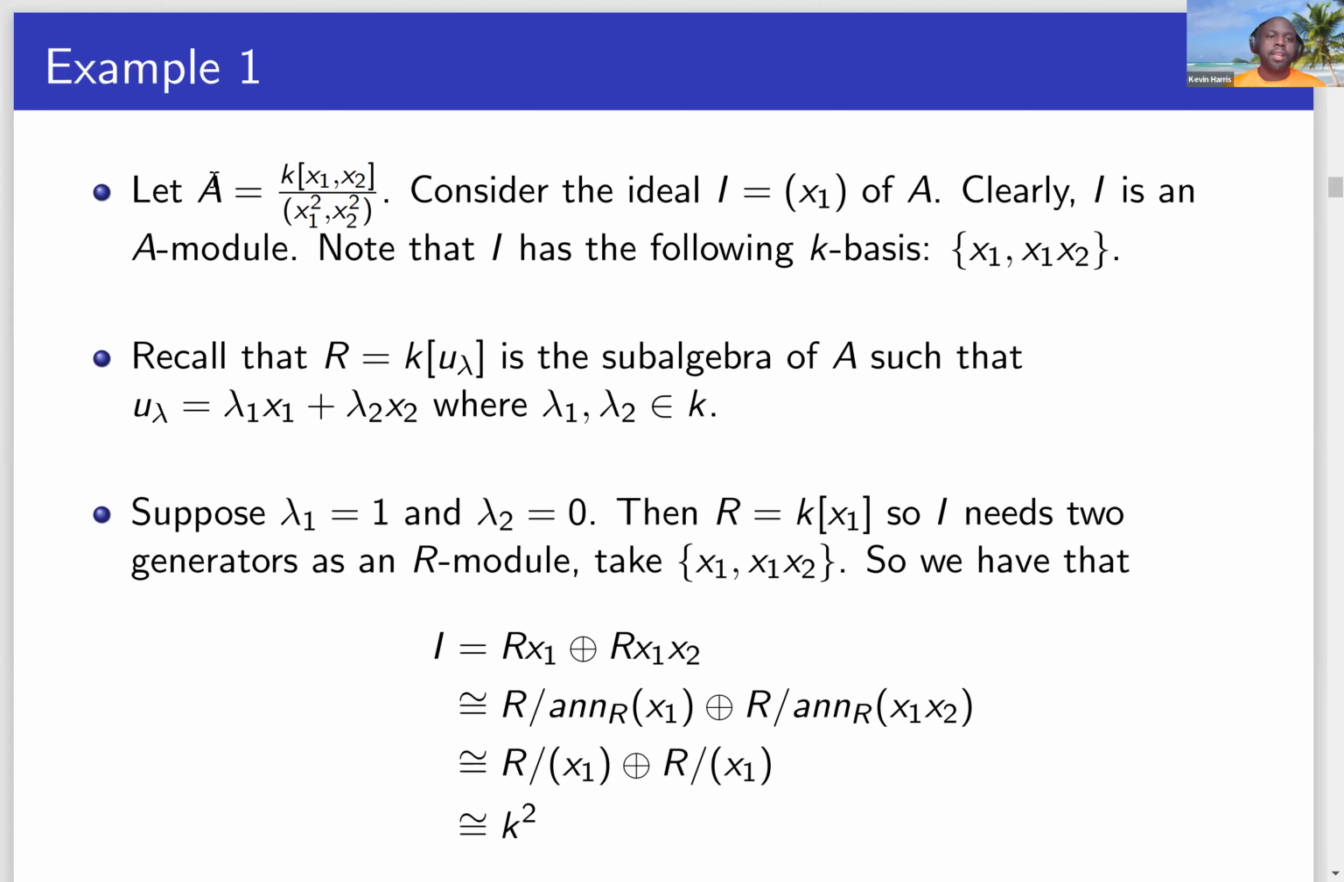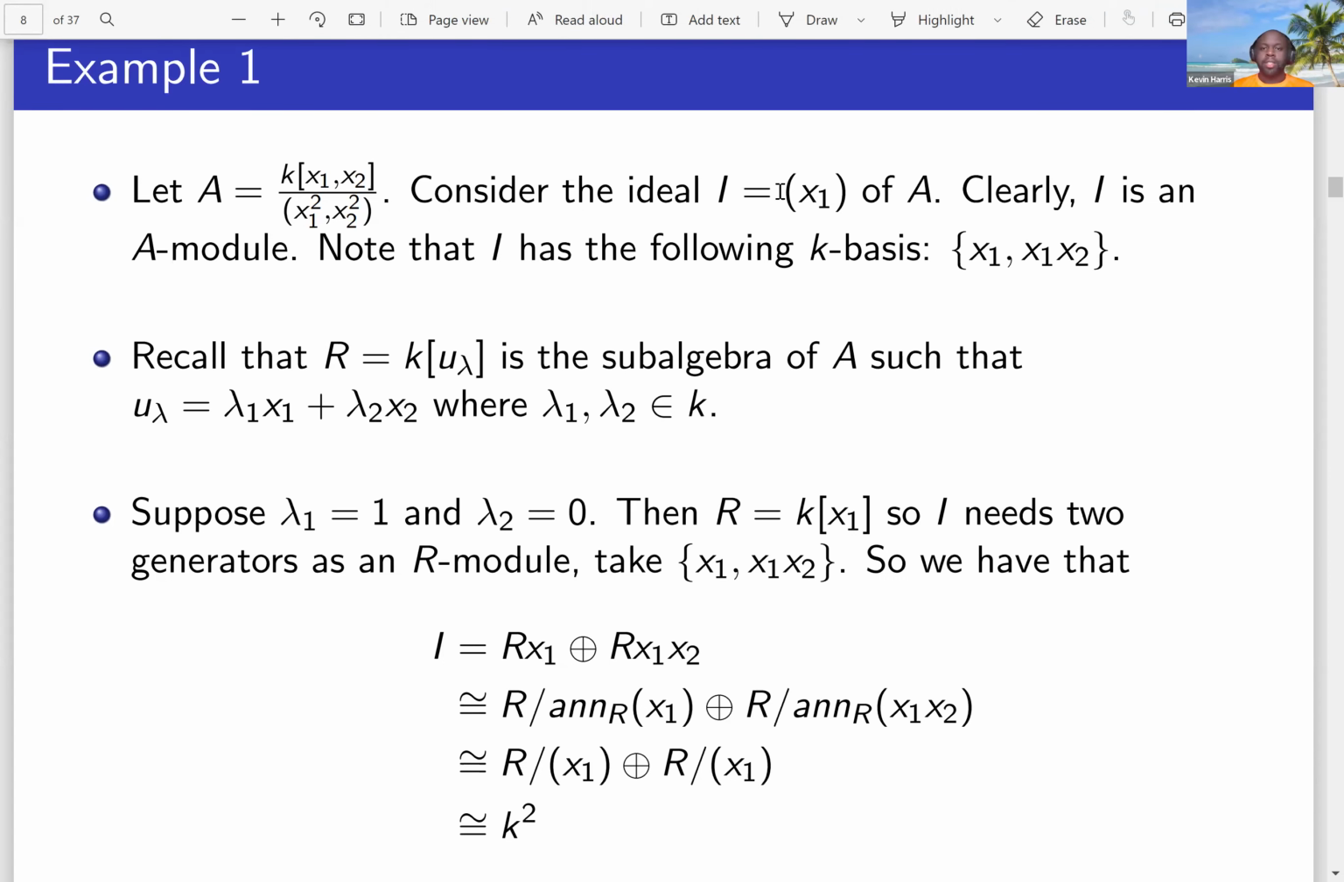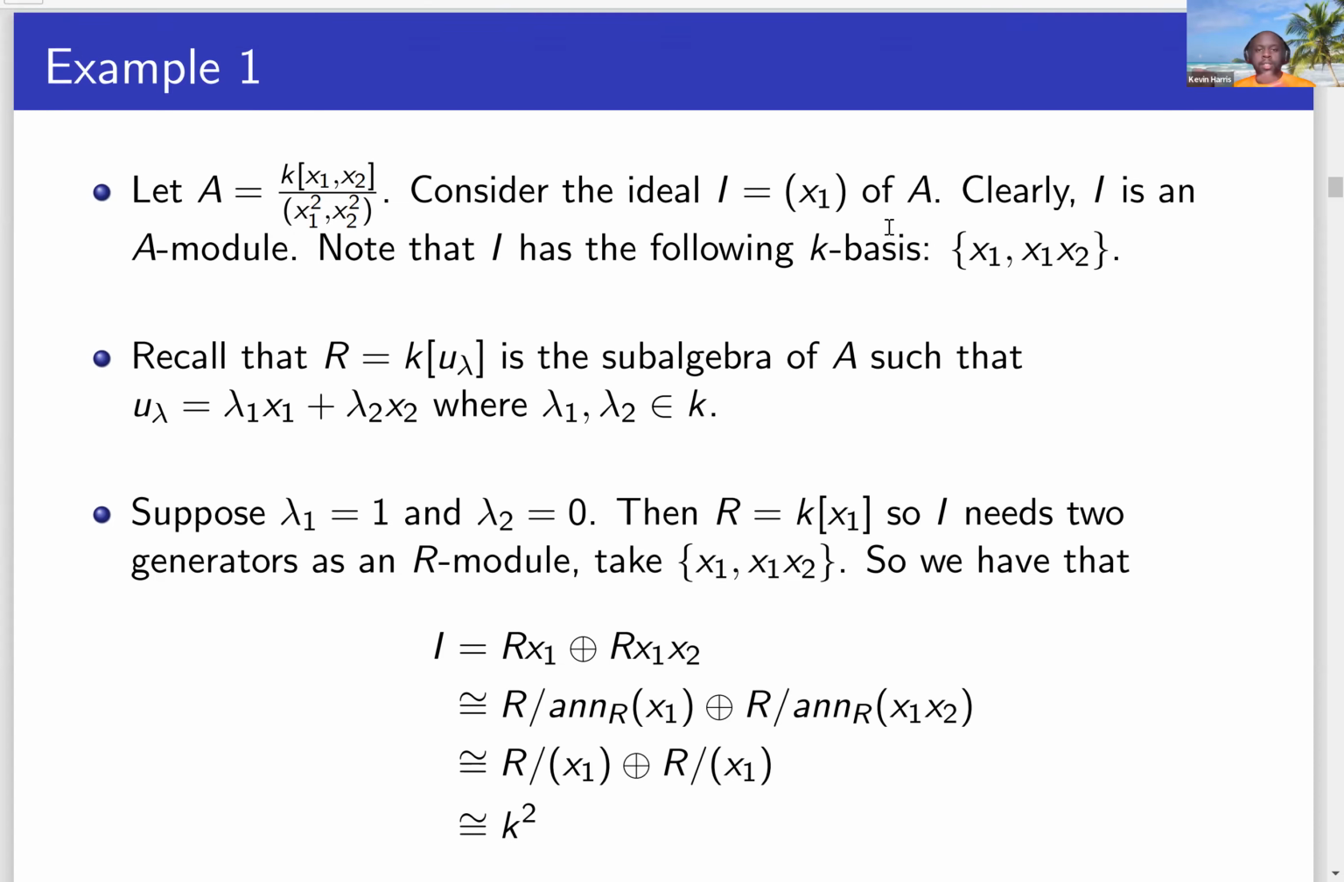So let's look at A_{2,2}, right? Two variables, and then mod out to the second power. If we consider the ideal I generated by x1 of A, clearly I is going to be an A module, so we don't have to worry about that. And we can see that I is actually going to have the following K basis: x1 and x1x2. So these are its two basis elements over K.